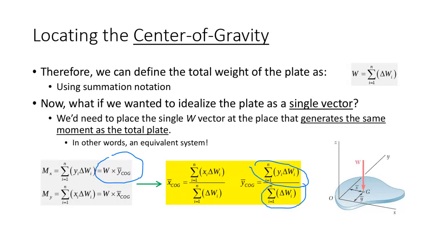What are you doing here? You're basically computing a weighted average. Let's go back to basic math and basic statistics. How do you compute a weighted average? Well, you take a bunch of numbers, multiply them by their weights, sum them up, and then divide by the sum of the weights. That's a weighted average, right? That's all we're doing here.